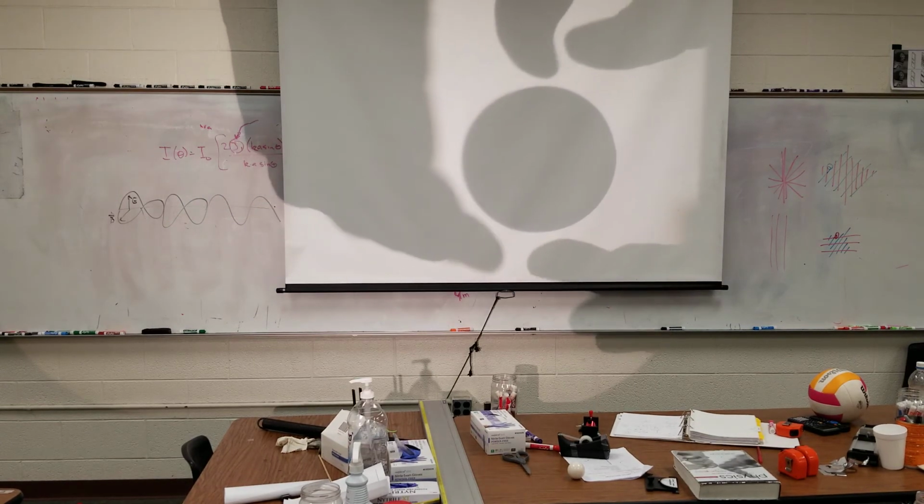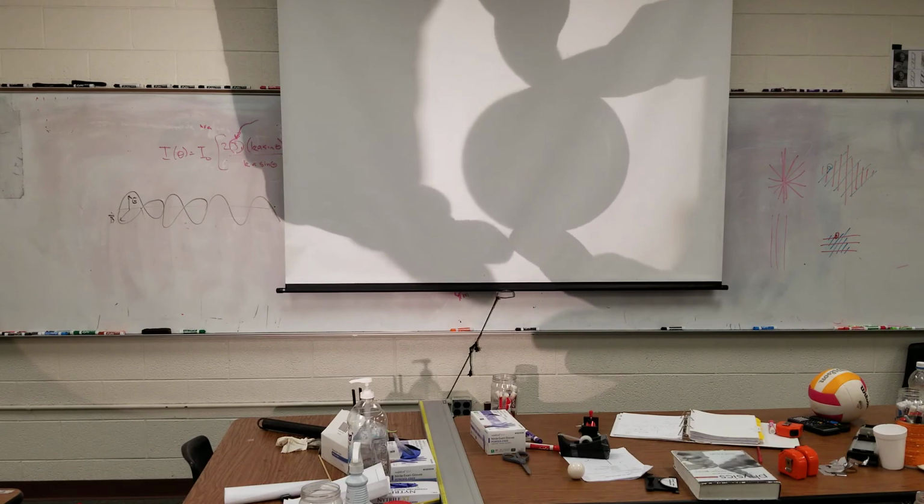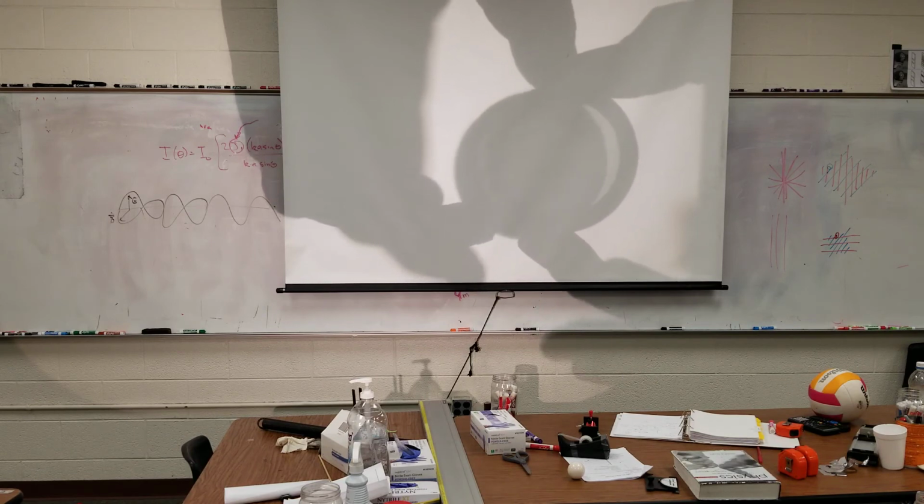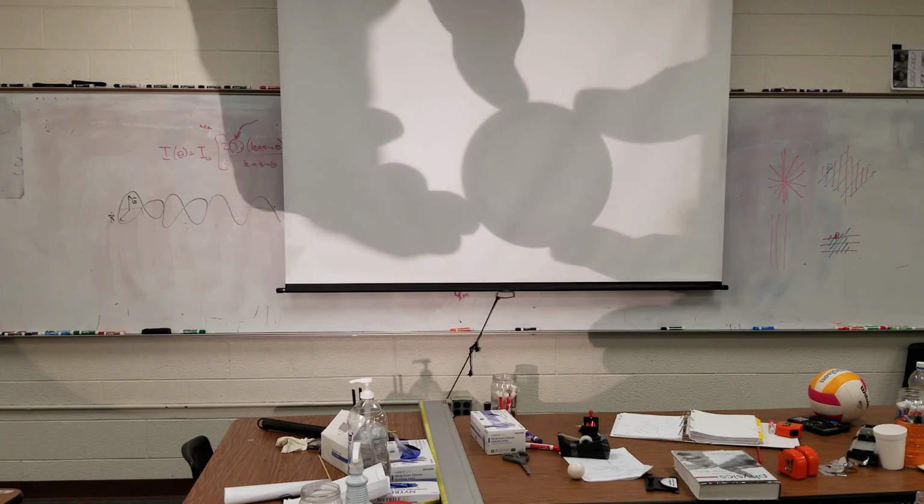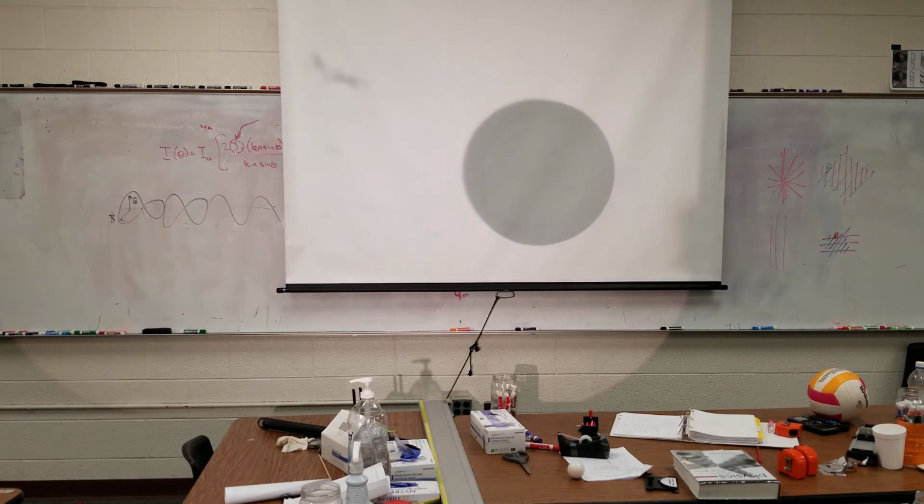Okay, it's all blocked out. I'm going to rotate the middle filter. And you can now see some light coming through. Now it's still incredibly dark there, so let's turn some lights off.